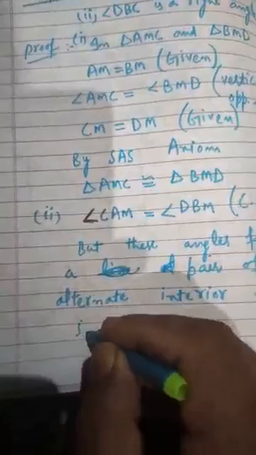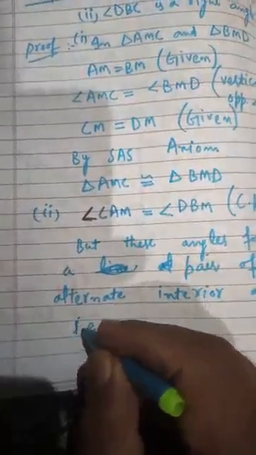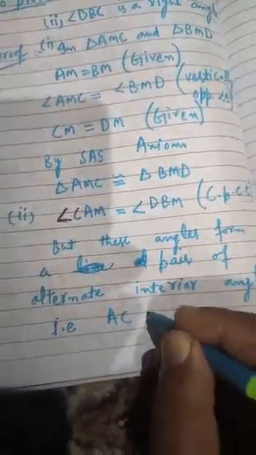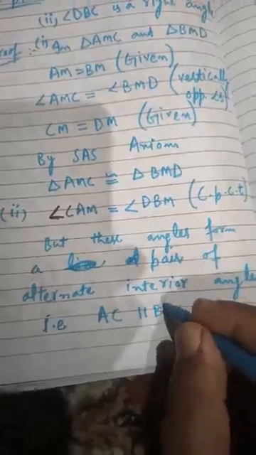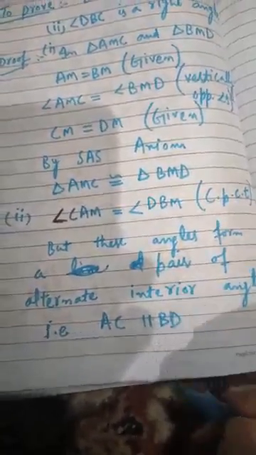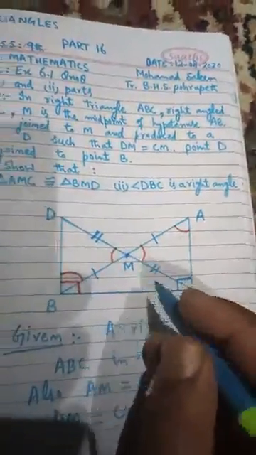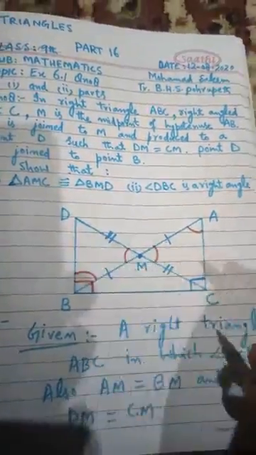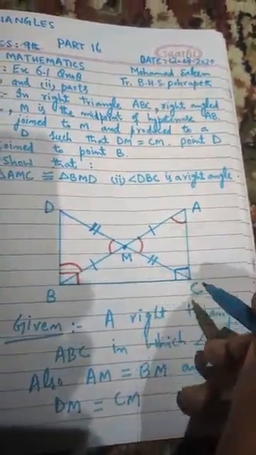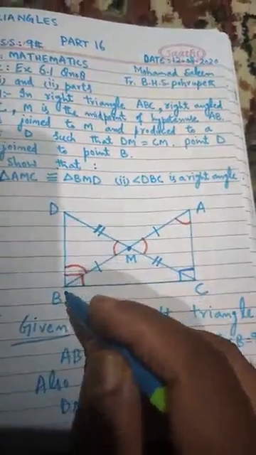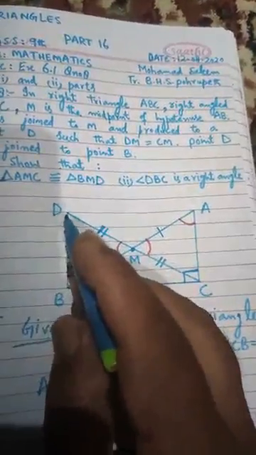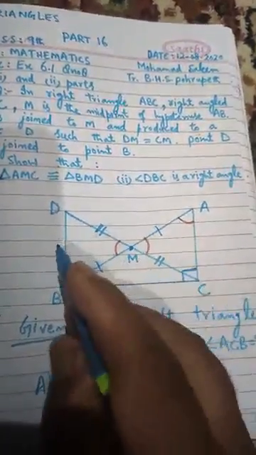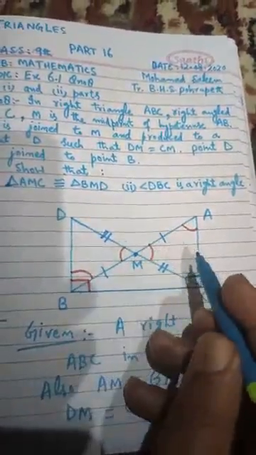That is, AC is parallel to BD. Now if AC is parallel to BD, then angle ACB is equal to angle DBC, or we can say then angle DBC is equal to angle ACB, because these two lines are parallel.